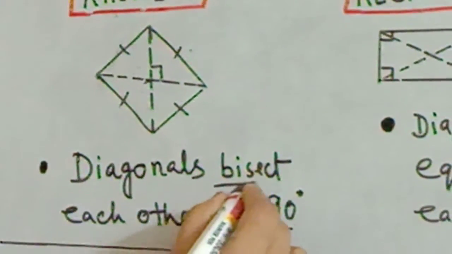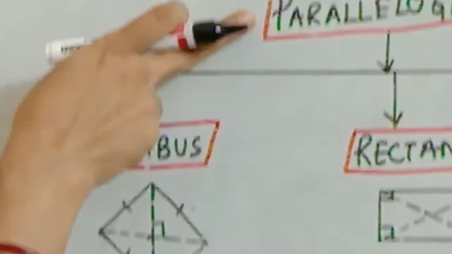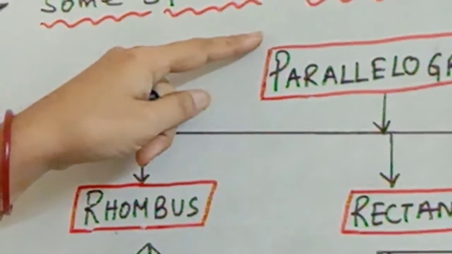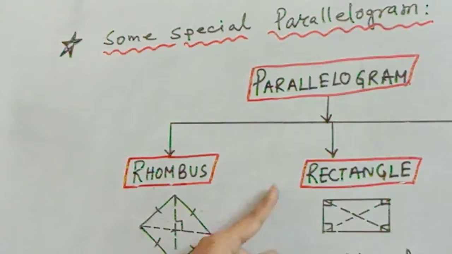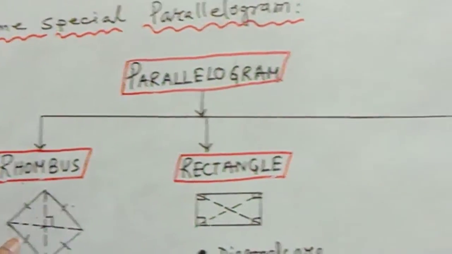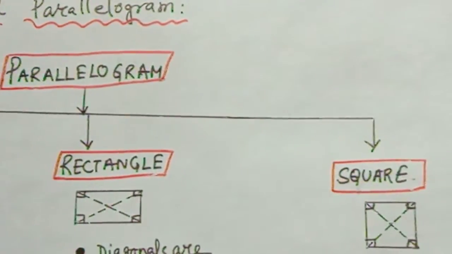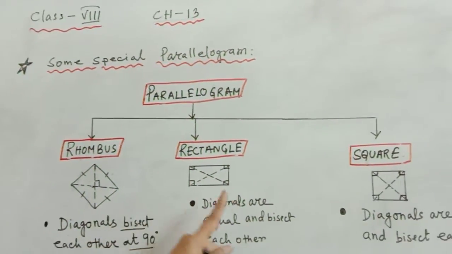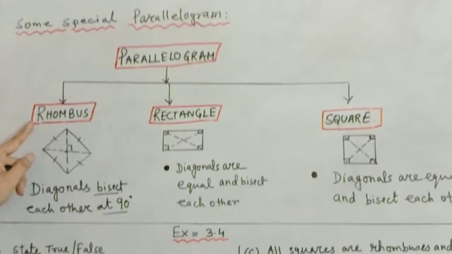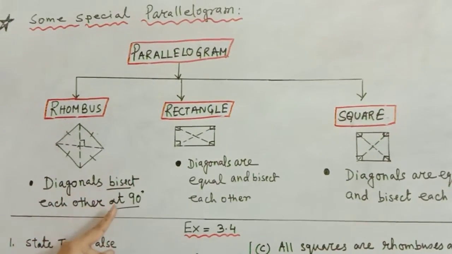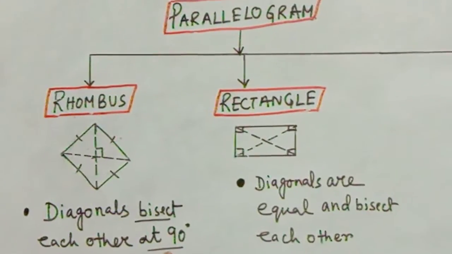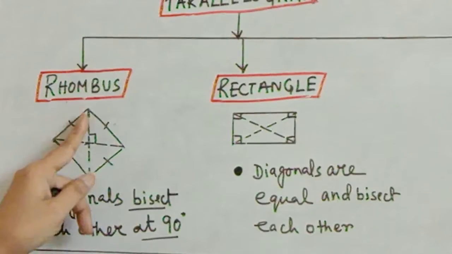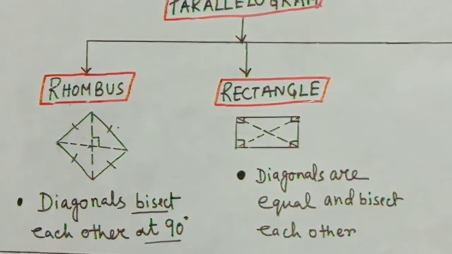They bisect each other, as you know that diagonals of a parallelogram bisect each other, and all the three forms are the forms of a parallelogram. So in all the three cases, diagonals will bisect each other. Now in case of rhombus, the diagonals bisect each other at 90 degrees. This is the special condition.